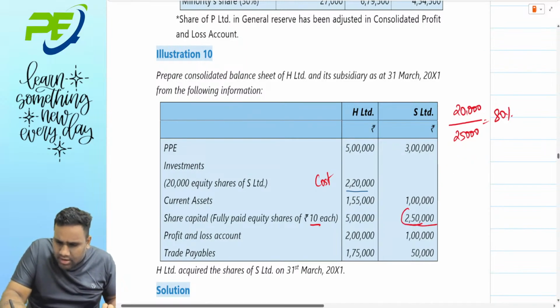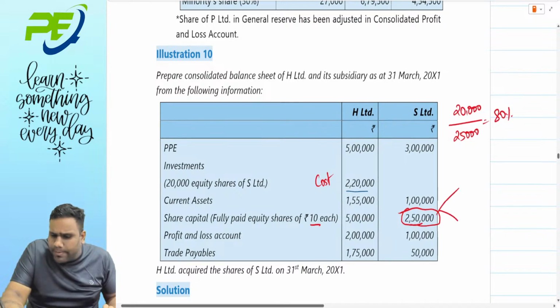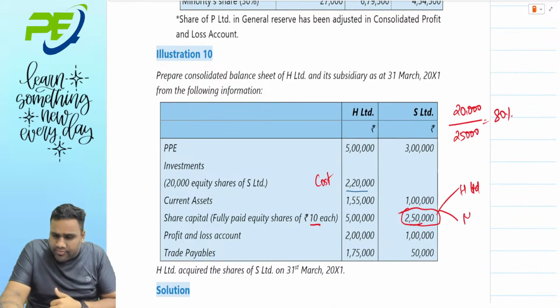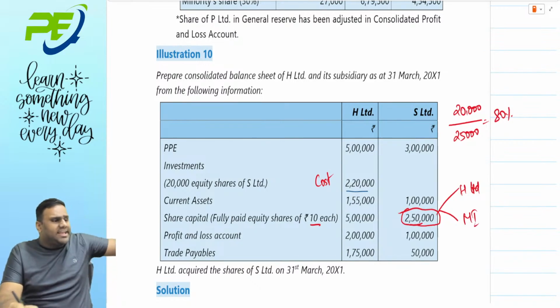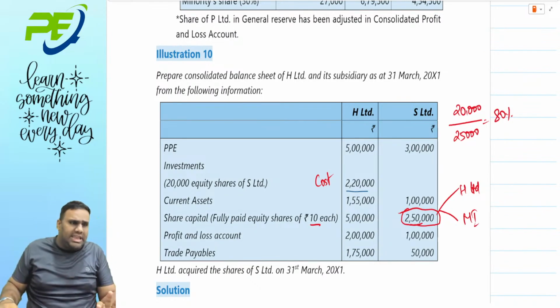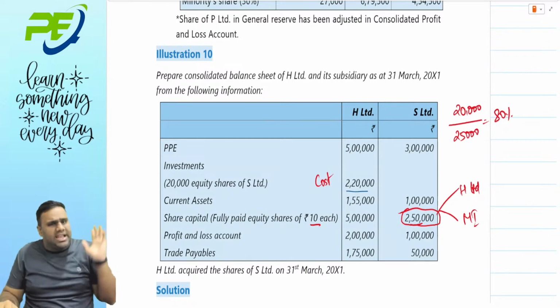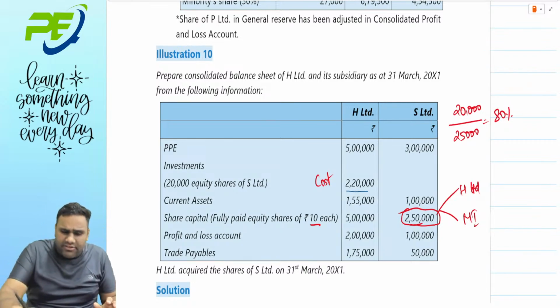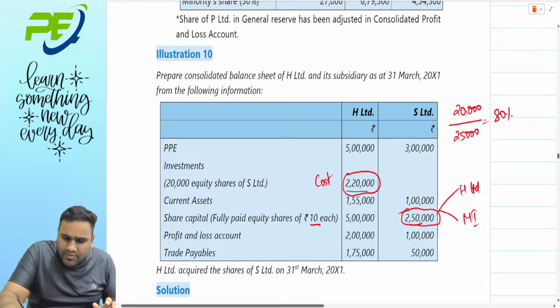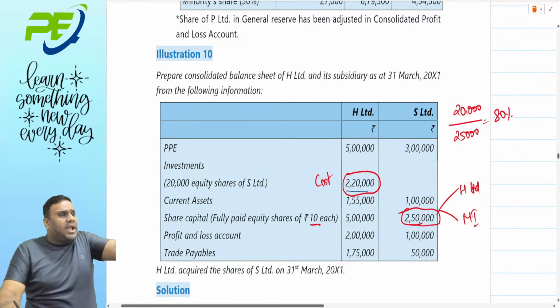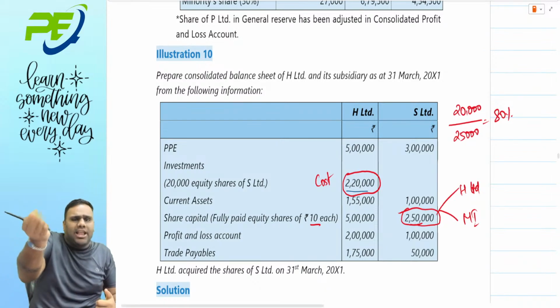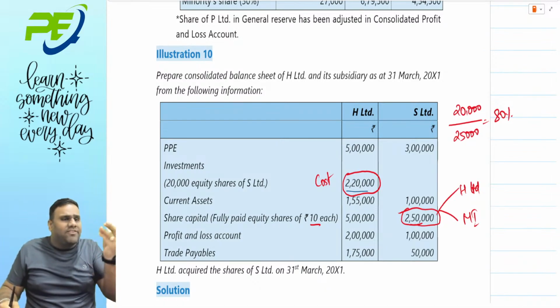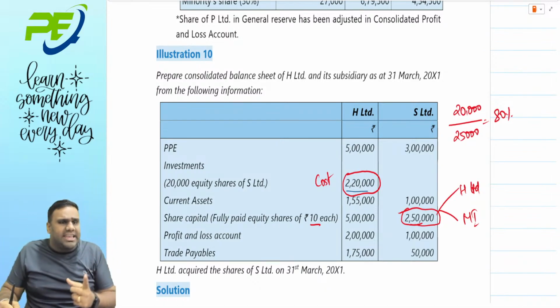This 250 belongs to two people. Holding and minority interest, so the minority interest will go separately. Where will minority interest come? I'll tell in 2 minutes. But holding company share, don't you think it will get knocked off with investments? Investment by holding company is share capital of subsidiary company.